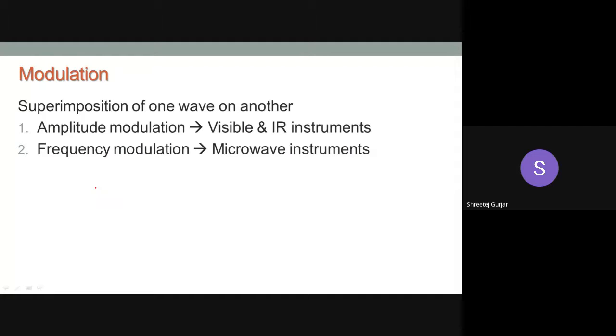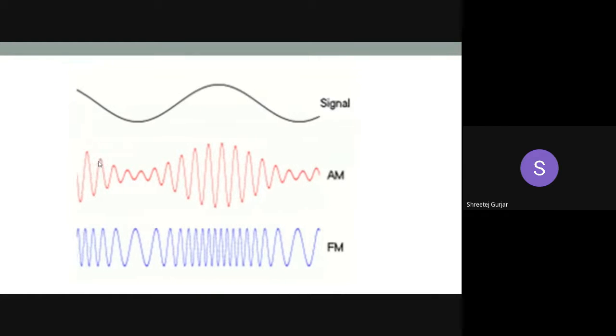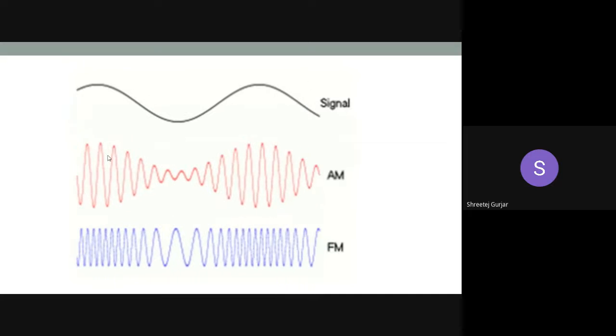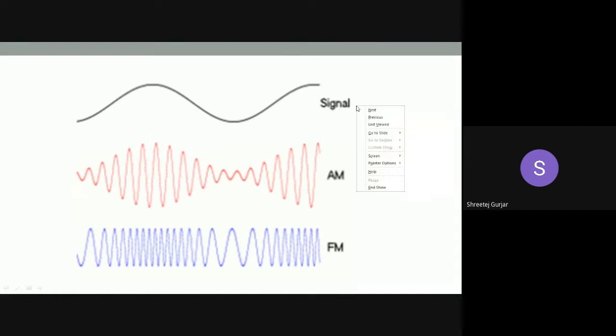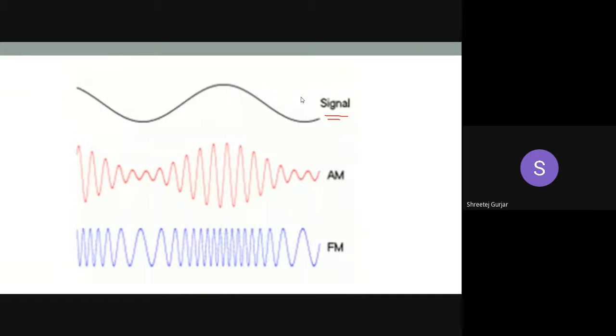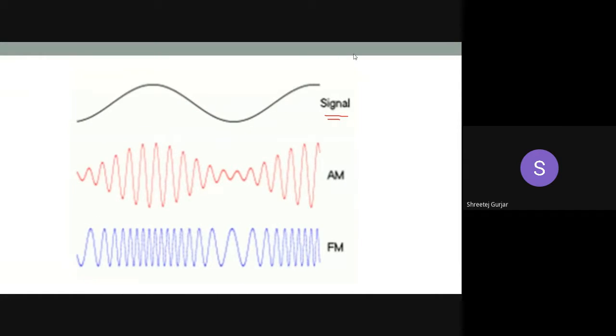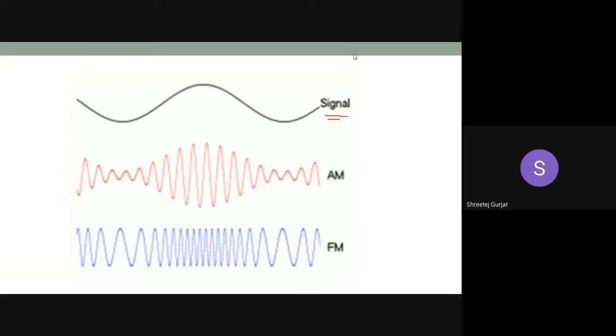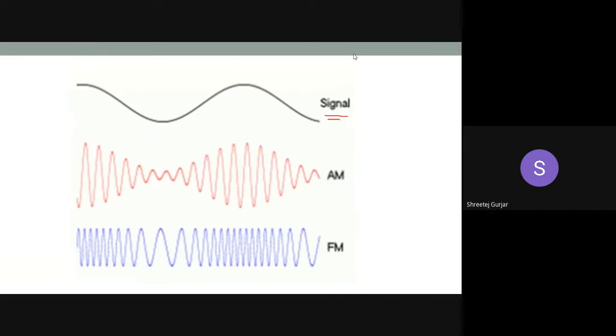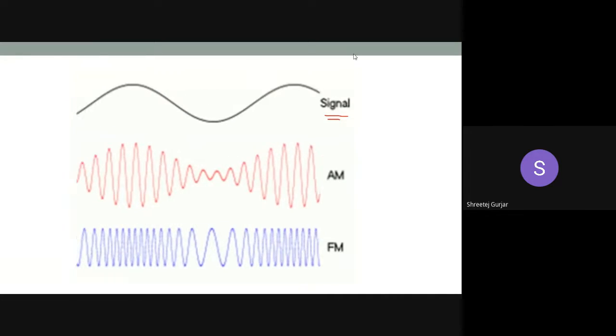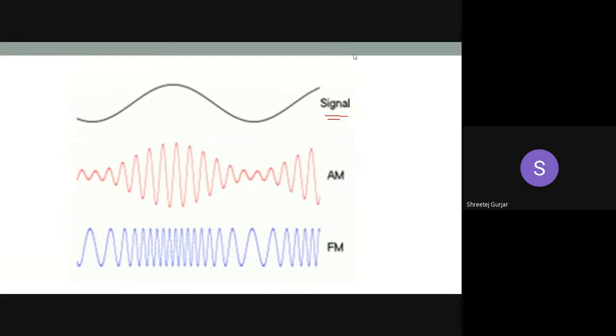So coming to amplitude and frequency modulation, let me show you an animation which will give you a clear idea regarding this modulation. We have one signal shown over here. You can see it is a single wave having a constant amplitude, right? Amplitude is the height of the wave, and frequency is related to the wavelength. Frequency is measured in hertz, right?